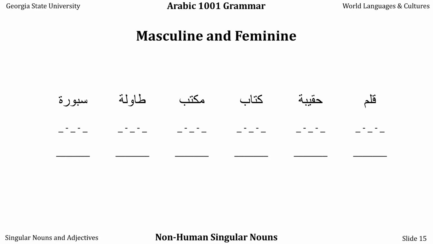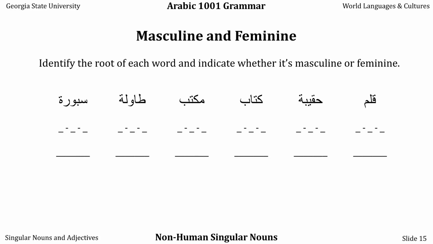Let's look at some common words. Can you decide what their three-letter root is, which is a little tricky at first, so I'll walk you through it, and whether they're masculine or feminine? We're going to go from right to left like we always do in Arabic. So let's look at the first word, qalam. Qalam is our word for pen.